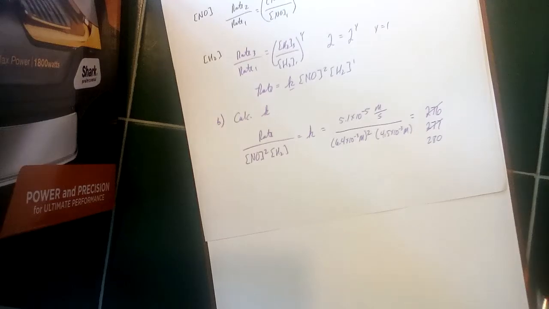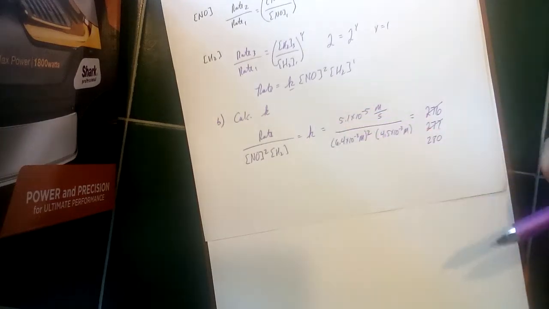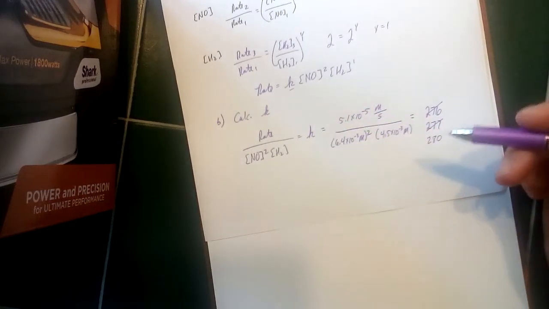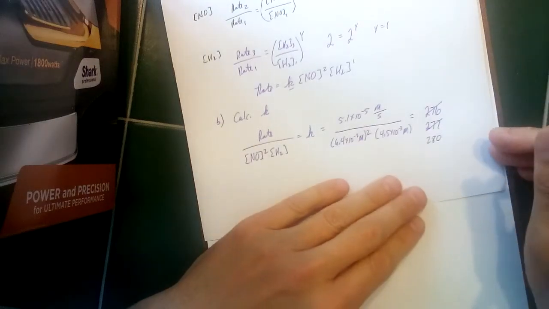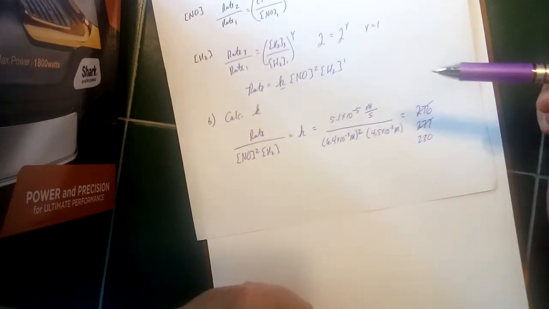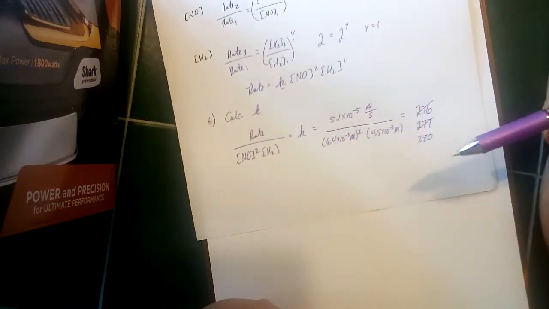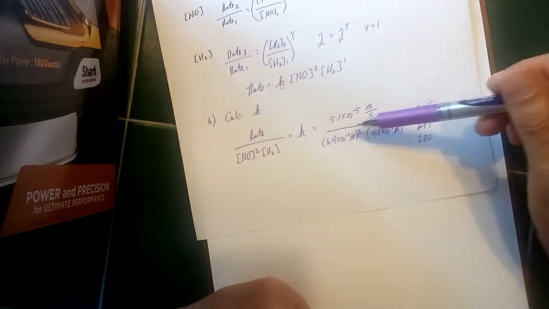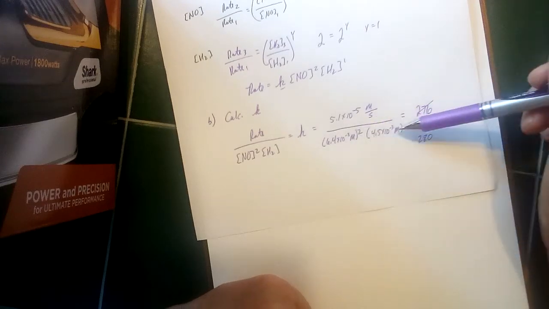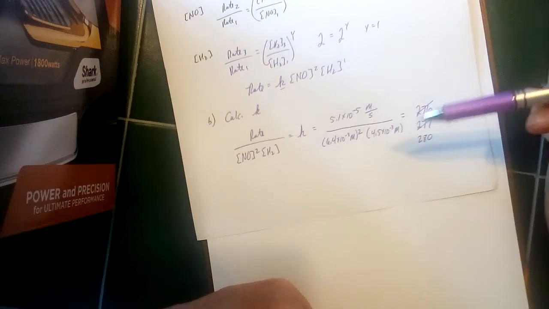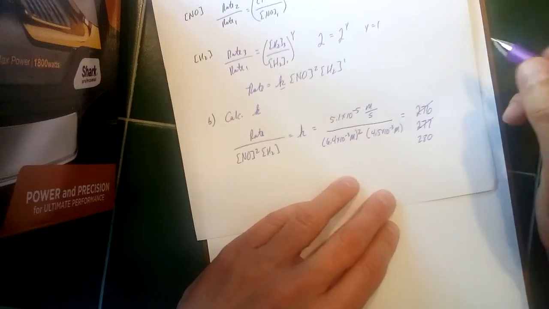But one of the things you really want to be careful of here is the units on the rate constant, and we will see in the second part of the chapter how important that is. But the units on the rate constant will change depending on the order of the reaction. This is a third order overall reaction. Remember we said it's second order in NO, it's first order in hydrogen. You add those together, this is third order overall.